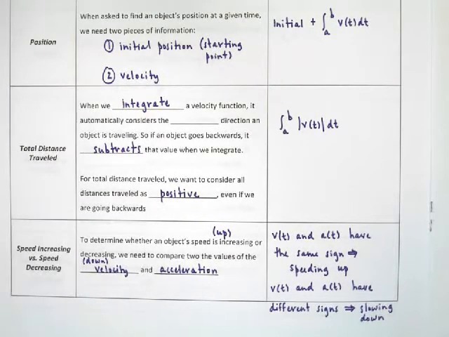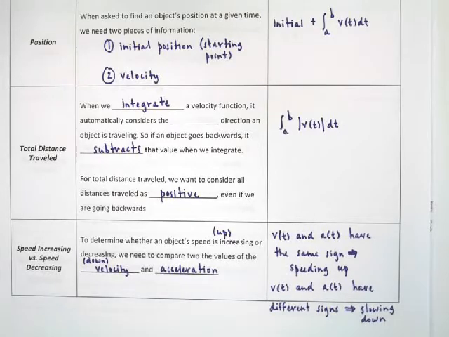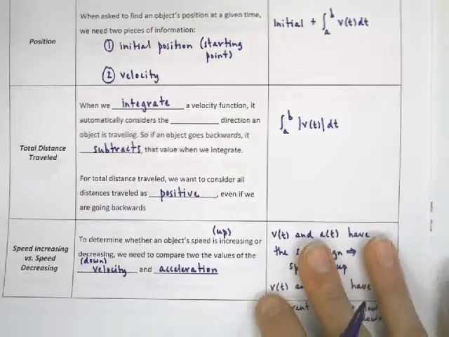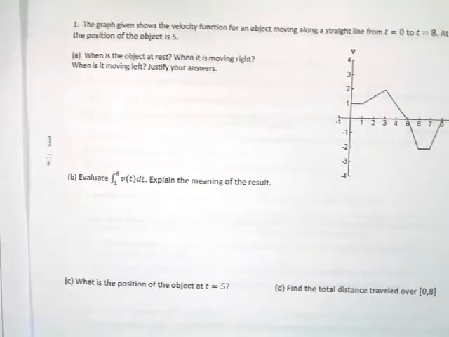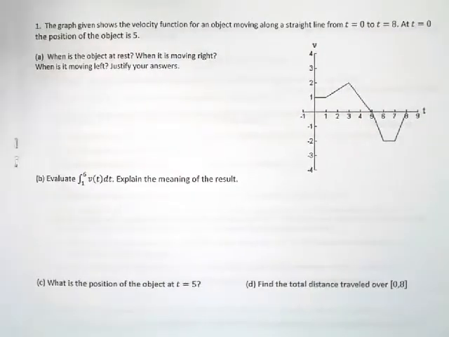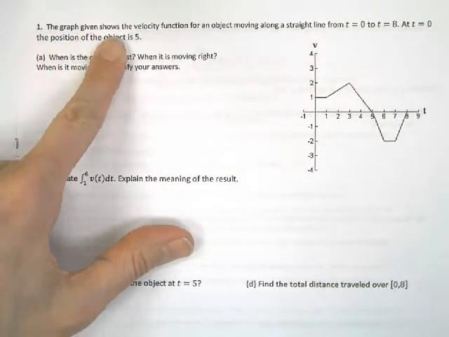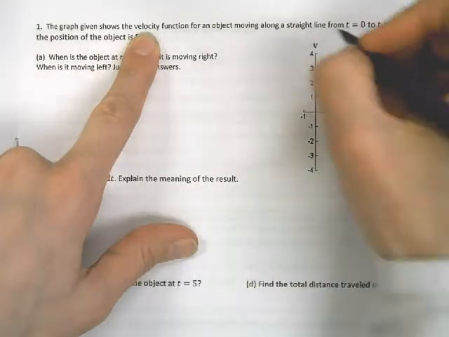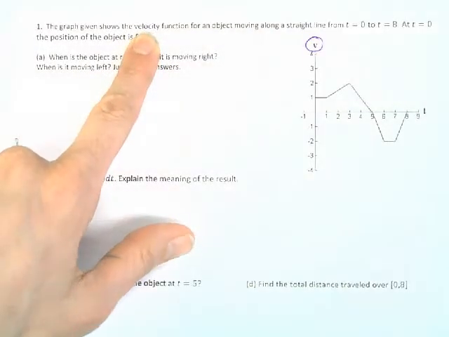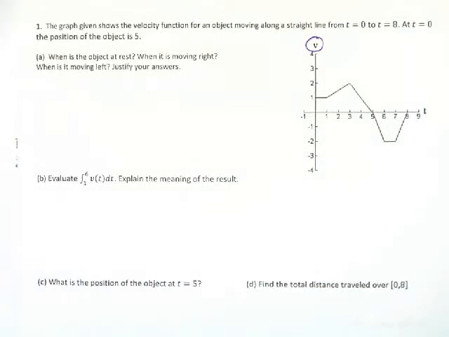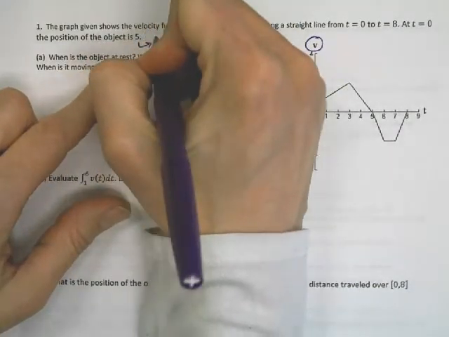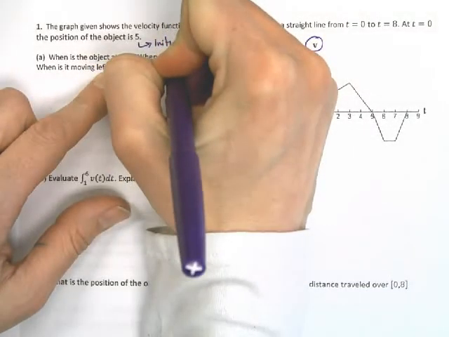So we're going to go through and do two problems, and then you'll have some time in class to work through a bunch of examples to make sure we've got this down. So here we go. First one, we're going to have a graph of the velocity function. So it says the graph given shows the velocity function. So I'm making sure I know this is velocity. For an object moving along a straight line from time t equals 0 to t equals 8, at t equals 0, the position of the object is 5. So that's what we were talking about, that initial position.